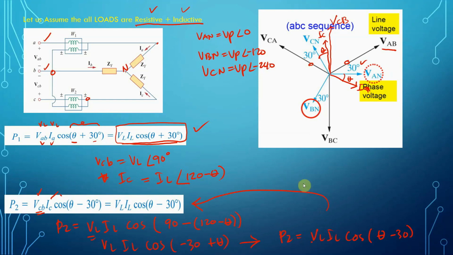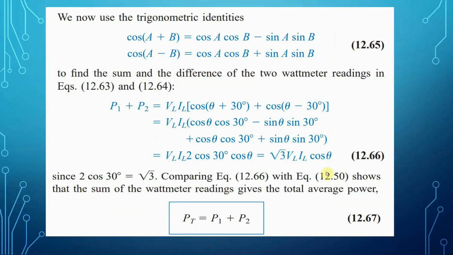So let us add together. What did we say? We say P1 plus P2 will give us P total, right? So let's go to the next slide. Okay, we know from trigonometry that cosine of A plus B is equal to cosine A cosine B minus sine A sine B. Okay? And cosine of A minus B is equal to cosine A cosine B plus sine A sine B. So we will substitute this in our equation.